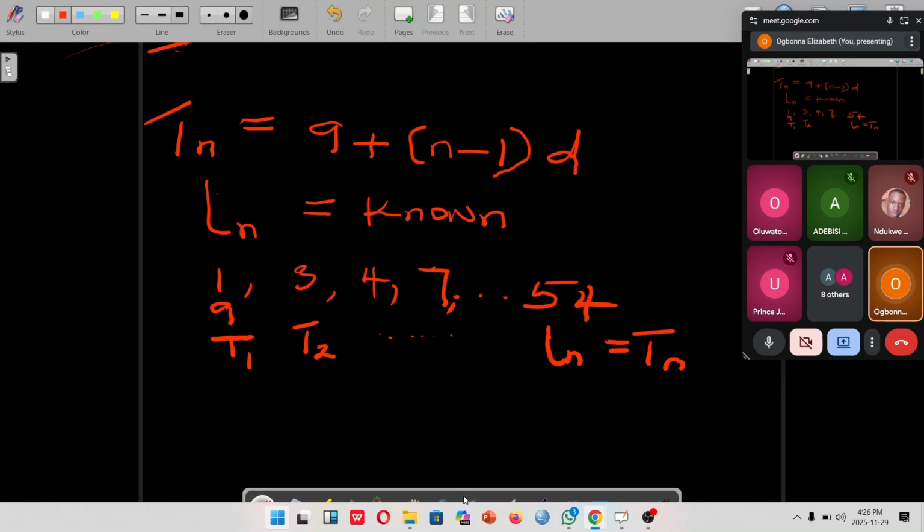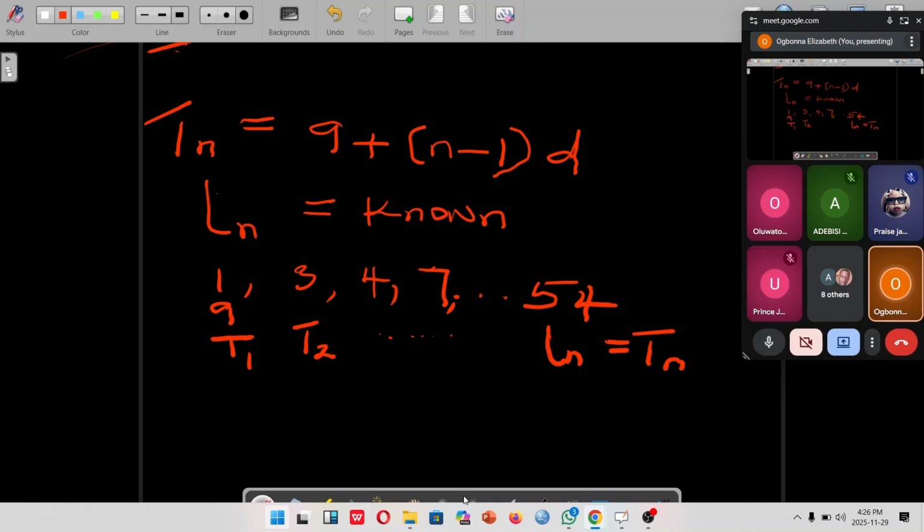T-E-R-M. They are called terms in a sequence. So if they say you should find the sum, what they are saying is that you should find the series. Series is the same thing as what? Sum. That is, you are adding 1 plus 3 plus 4 plus 7, until the last one. So that adding of those terms in a sequence is what we call series.